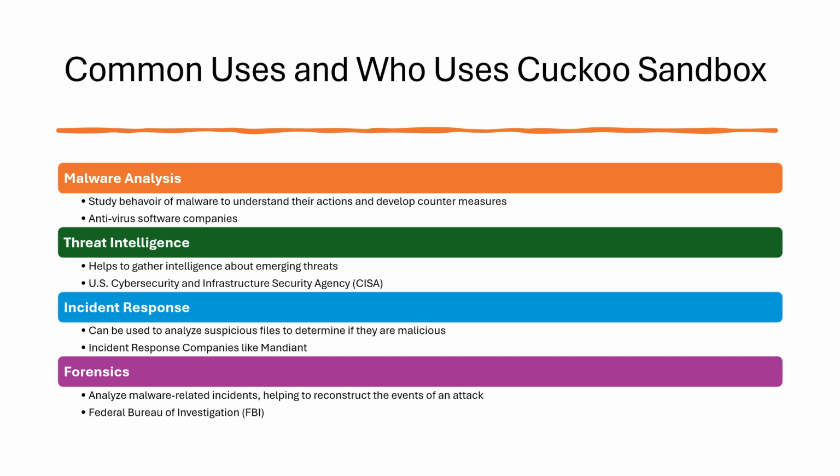Another thing would be threat intelligence gathering. By analyzing malware samples, organizations can identify indicators of compromise, IOCs, and tactics used by cyber criminals. Somebody who would be interested in this type of information would be the U.S. Cybersecurity and Infrastructure Security Agency, the CISA.